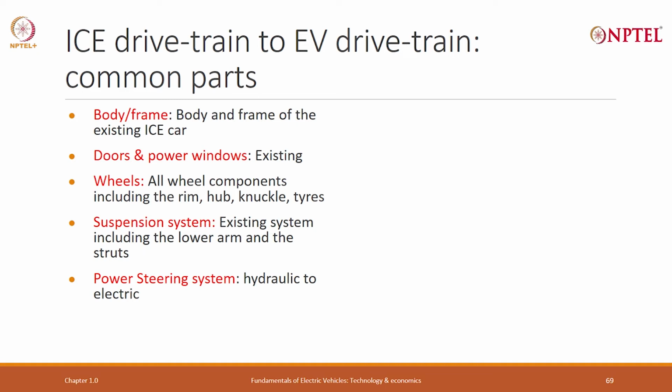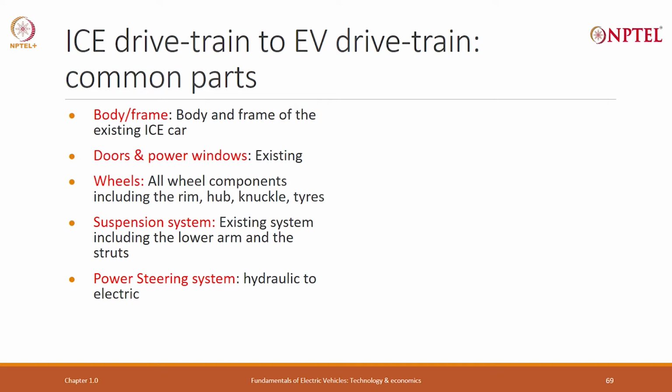Similarly, doors and power windows, we can use existing ones. Wheels, including rim, hub, knuckles and tires. The one point I want to make: the better the tire you use, the lower the rolling resistance. Lower the rolling resistance, higher will be the range. Higher the range for a given battery, you can reduce the battery size. You reduce the battery size, cost comes down. So in fact, one will like to use better tires.